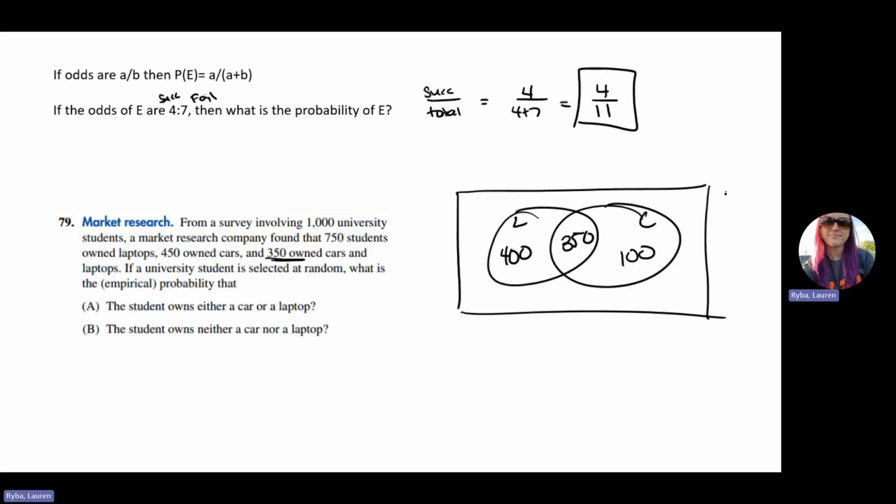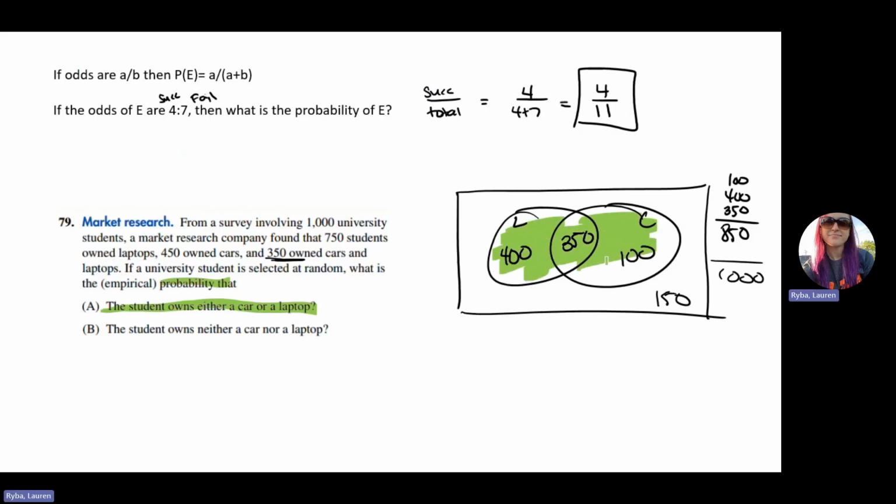Now we've got 400, 350, and 100. I want to add all of them together. That gets me to 850. I need to get to a total of 1,000, which means there's 150 remaining outside of the circles, but inside of the box. We want to find the probability they own a car or a laptop.